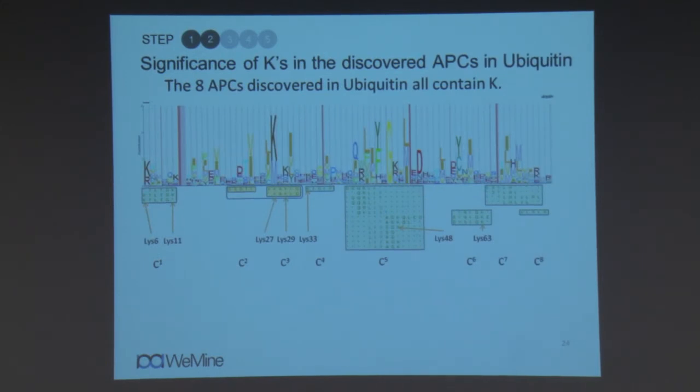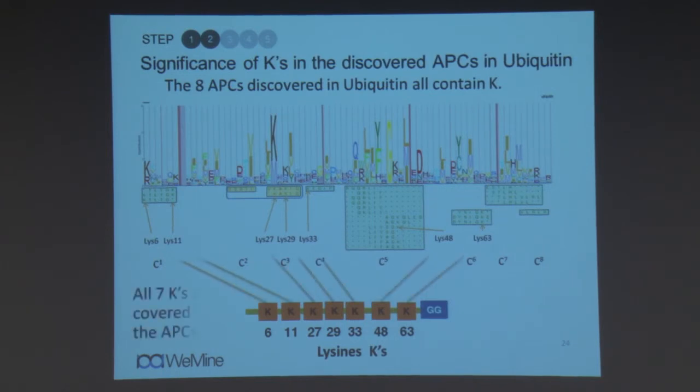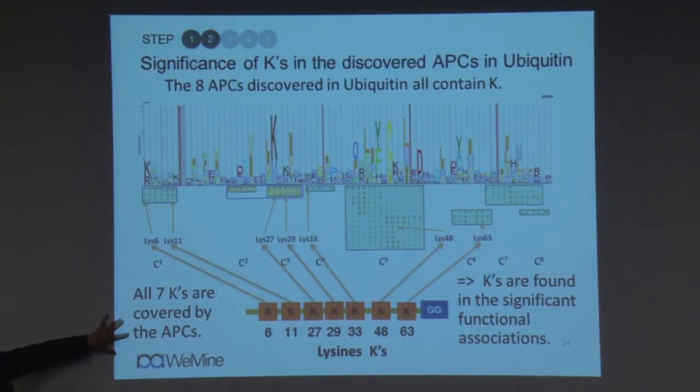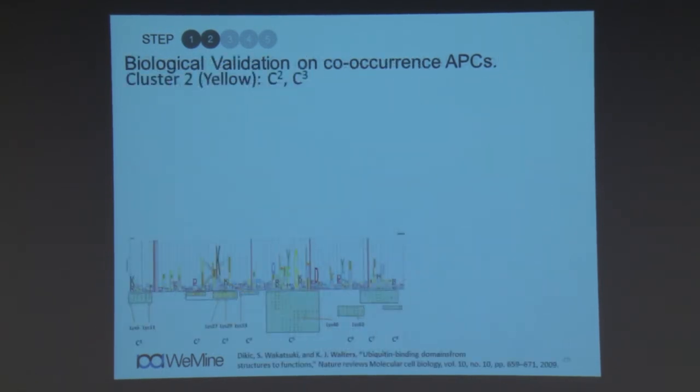And here is very interesting. Lysine. Today, lysines are very much related to cancer, right? And only our method can discover all the lysines spanning in this. You can see that we pick them up, and two K are found in the significant functional association. And then of course there are many more.